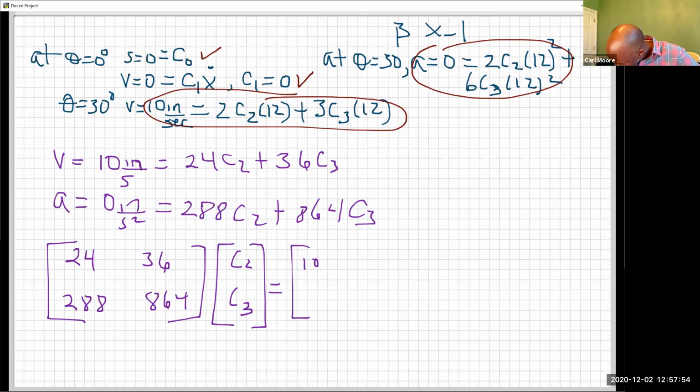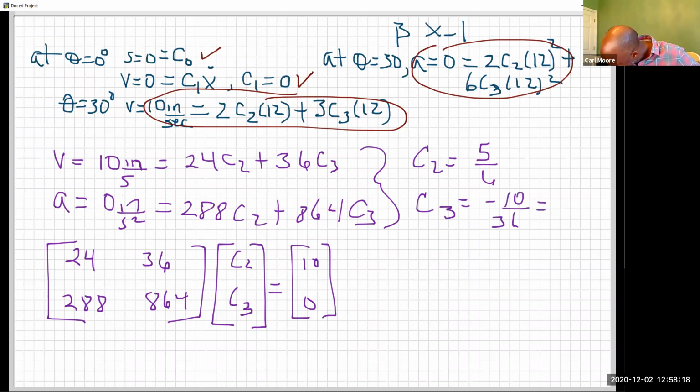Now, we could have just gone ahead and solved this equation to find our C2 and C3. We could just solve these 2 equations, right? 2 equations and 2 unknowns isn't that hard for us to do. So if we just go ahead and solve those, we'll find that our C2 is equal to 5/6, and our C3 is equal to negative 10 over 36, or that might be better written as negative 5 over 18.